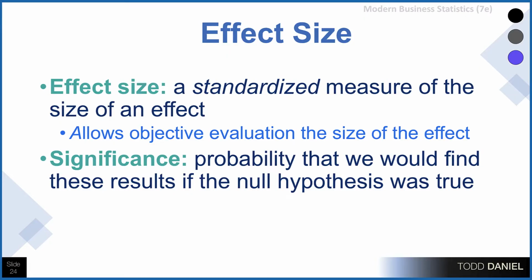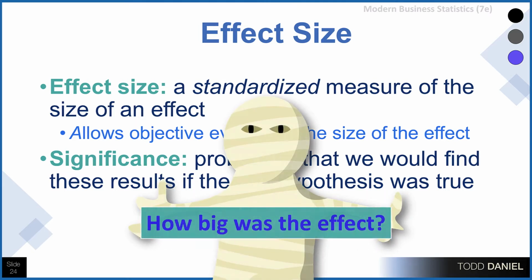So let's dive in. What is an effect size? An effect size is a standardized measure of the size of the effect, and this allows us an objective evaluation of the size of the effect. Statistical significance is the probability that we would find these results if the null hypothesis was true. But the effect size answers the more important question, or at least the equally important question, of how big was the effect? The effect being the difference between the sample mean and population mean, or between the 2 samples that we're comparing. Any of the comparisons that we're making, how big was the difference?